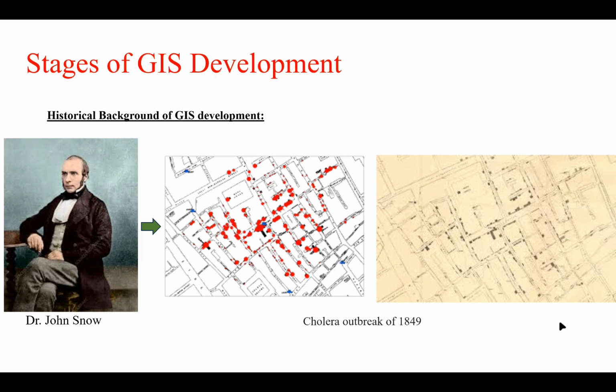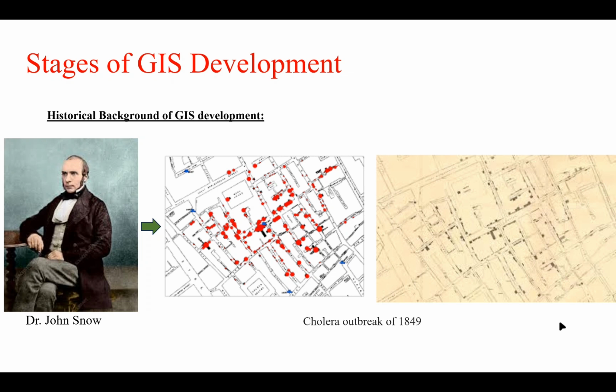it, etc. So Dr. John Snow, what he started doing is he found out exactly where these patients or the people affected by the disease were staying, and he marked it on a map. So that's the map that you can see in front of you, in the images.